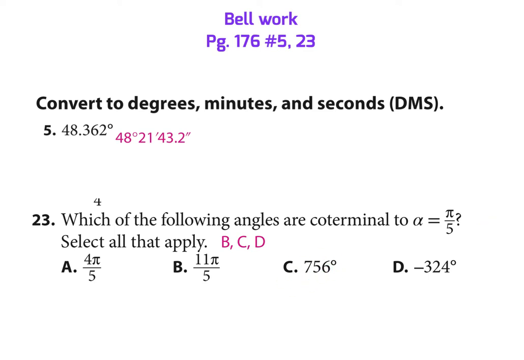more than 360. So remember, when you're going from degrees to minutes, seconds, you multiply. When you're going from minutes, seconds to degrees, you divide. So you should have multiplied 0.362 by 60, and you would have gotten 21 and a decimal, and then multiply that decimal again by 60, and you would get 43.2.